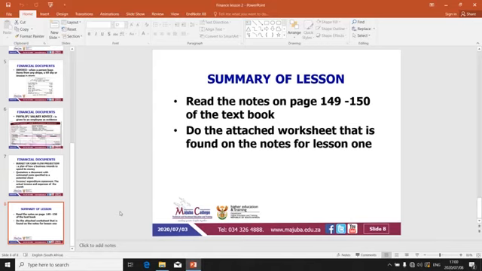You have to read the notes in the textbook that we use, Hands-On for Level 3. The notes are on pages 149 to 150. But you must do the attached worksheet, which is found in the notes of this lesson. I thank you.